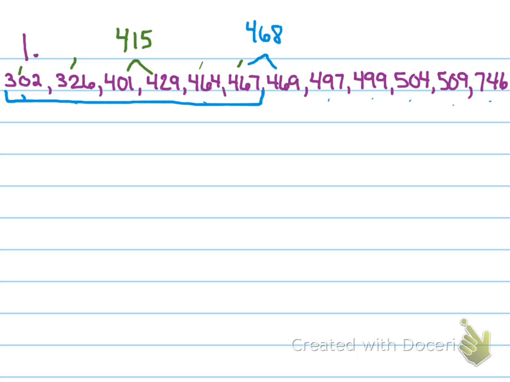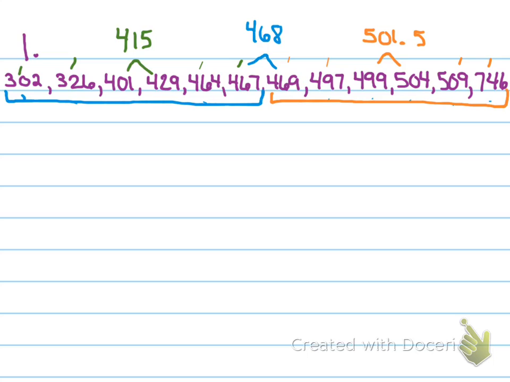Okay, you don't cross out the numbers, but you pick all the numbers that are higher than the median. So what numbers are higher than the median? 469 through 746. And again, you find the median of the numbers above it. And looky there, we've got two numbers in the middle again. So what's our median for the upper quartile? 501.5. Is that right? Yeah. 501.5.